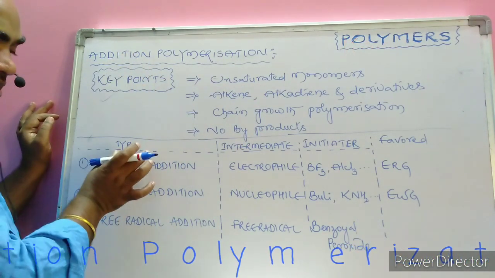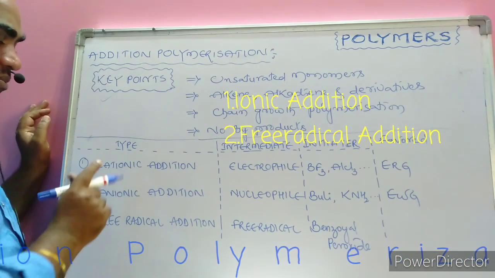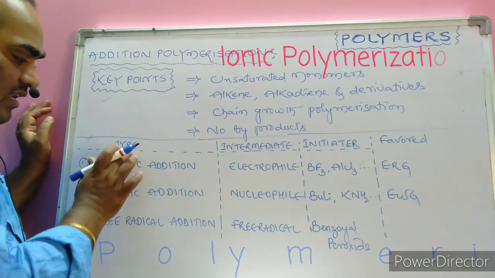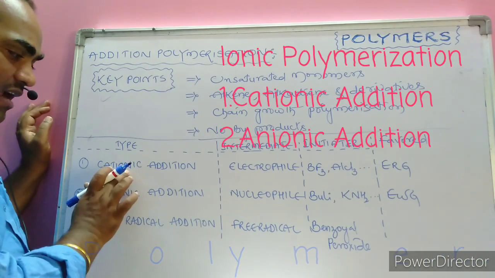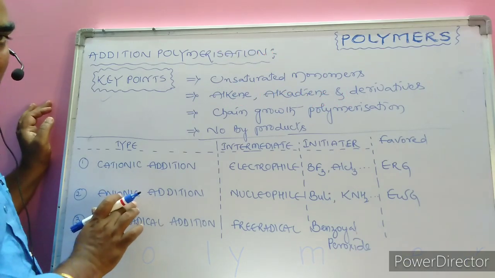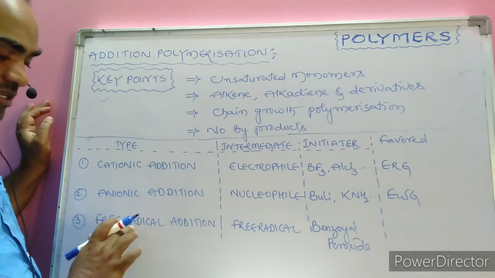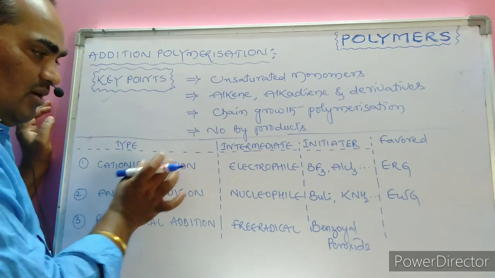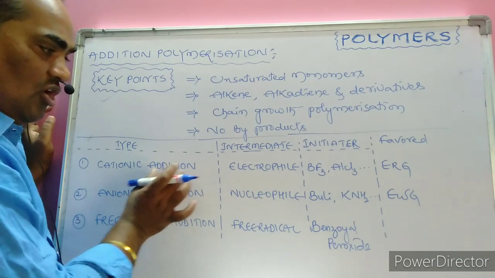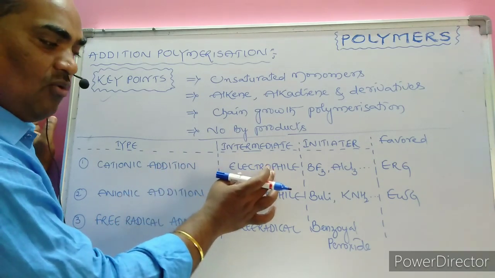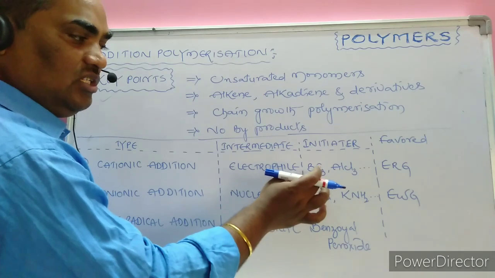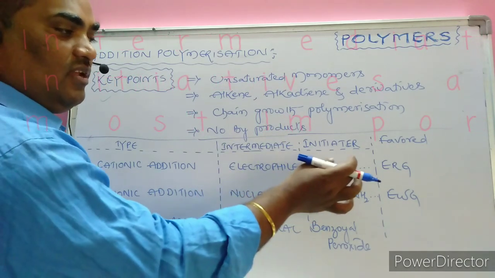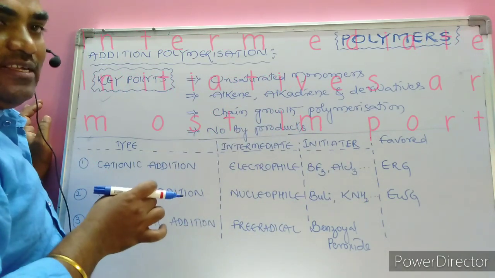Now addition polymerization can be classified into mainly two types. One is ionic polymerization, another is free radical polymerization. Again, ionic polymerization has two types: cationic addition polymerization and anionic addition polymerization, and the latter one is free radical addition polymerization. Very important, the intermediate formed in cationic addition polymerization is an electrophile, which is initiated by electron deficient molecules such as Lewis acids BF3, AlCl3, FeCl3, etc.